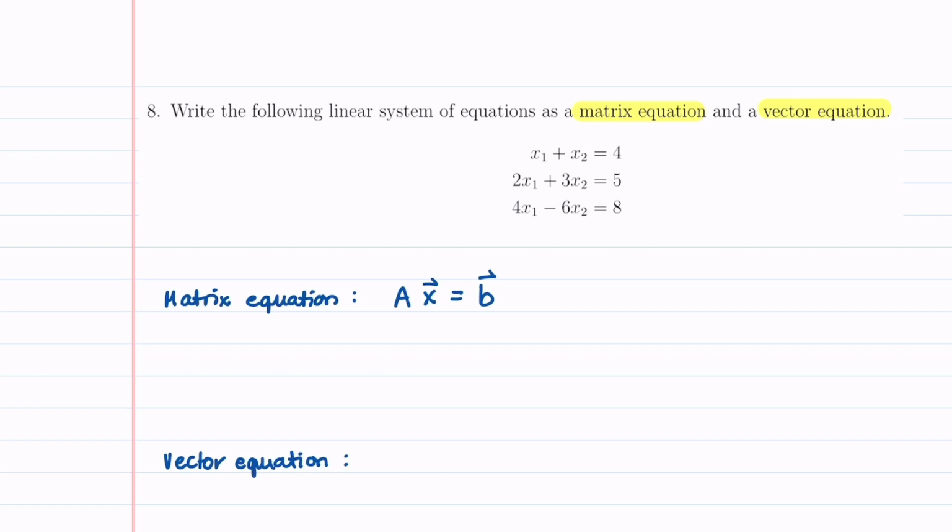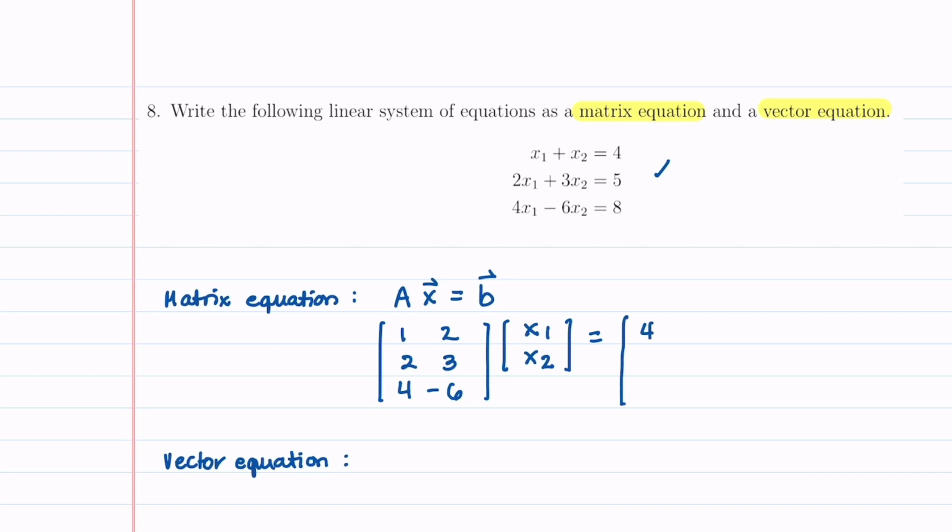So what we're going to do is take our linear system right here and divide it up into a matrix times a vector X times a right-hand side. Our matrix A is going to be 1, 2, 2, 3, and then 4, minus 6. And notice that we have an x1 and x2, so that goes into our vector X. And then we have a right-hand side, which is equal to 4, 5, and 8. So that's how to write a linear system of equations as a matrix equation.